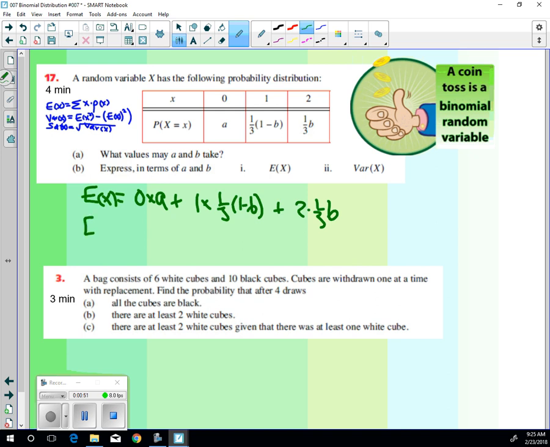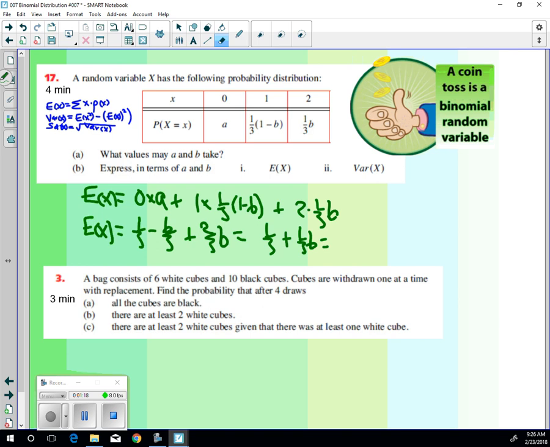Yeah, so this is just going to be 0, and this is going to be 1/3 minus B over 3 plus 2/3 B, which is going to be how many B? 2/3 minus 1/3 is how many B? 1/3 B, or you can just say 1/3 times 1 plus B. That's the expected value.